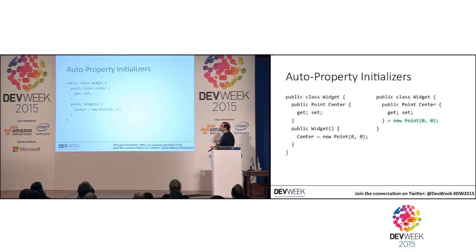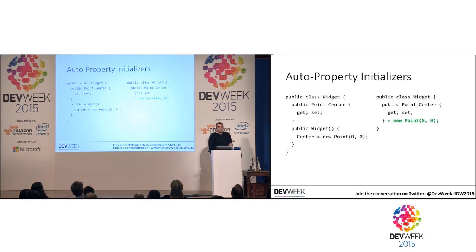So here on the left, we have ourselves a class with an auto property called Center. It's public. It has a setter and a getter, all public. And the constructor assigns a value to it in case it wasn't provided by the caller. And you can imagine more constructors down the line here, a constructor that takes coordinates for that point, and so on and so forth. Now, this part is kind of annoying. You have to assign to that Center property in the constructor because it's a property, so you can't initialize it inline.